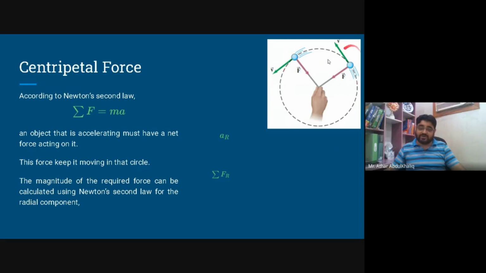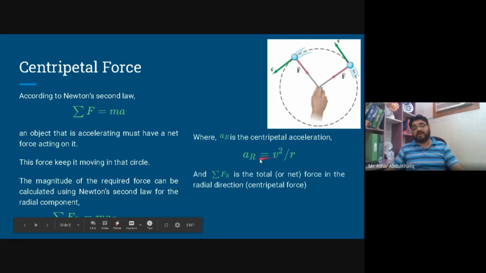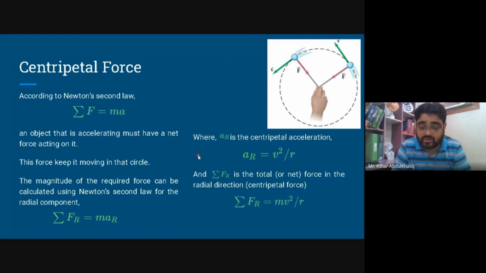To find the value of this force, F is equal to ma. I remind you what was the acceleration of this object moving in a circular path. The acceleration was equal to v square over r. So if acceleration was v square over r, I will substitute the value here in ma. So what will I find? Force will be equal to F is equal to mv square over r.